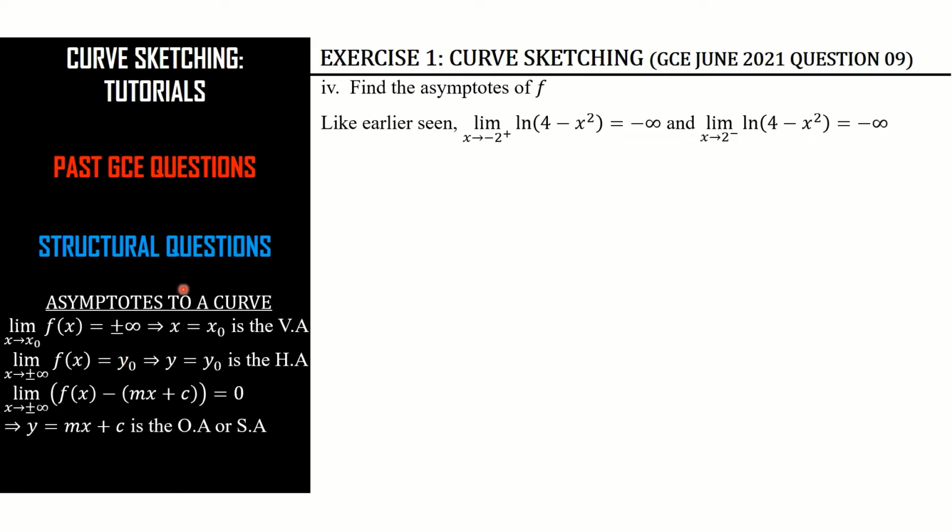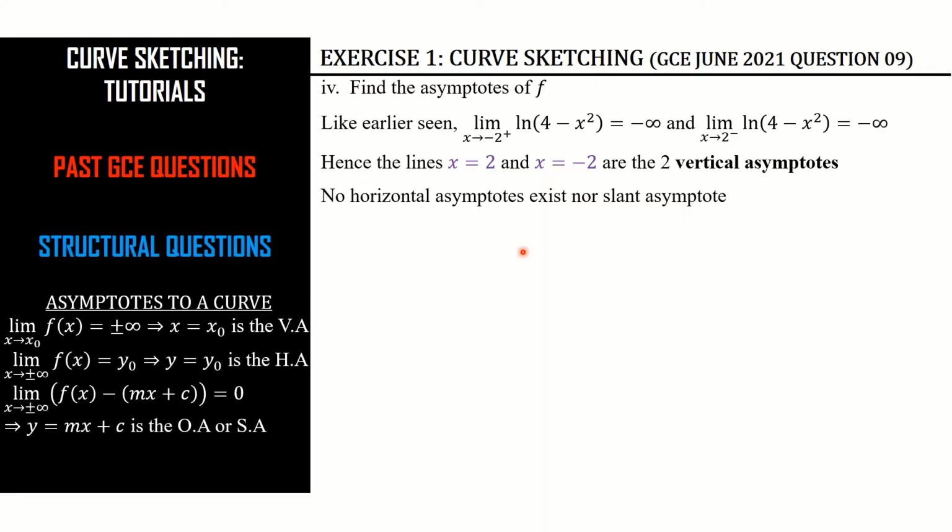So earlier we found that the limit as x tends to negative 2 from above of ln of 4 minus x squared gave us negative infinity. The limit as x tends to 2 from below of ln of 4 minus x squared gave us negative infinity. So clearly we can see that the lines x equal to 2 and x equal to negative 2 are the two vertical asymptotes according to this definition. Our x0 here is plus 2 and negative 2. So those are the two vertical asymptotes.